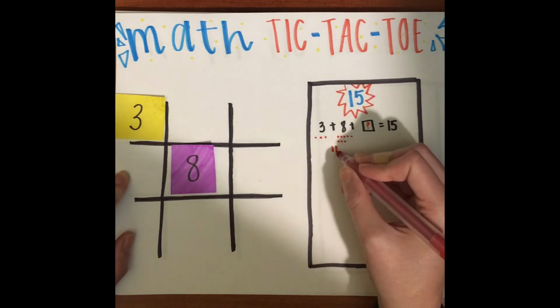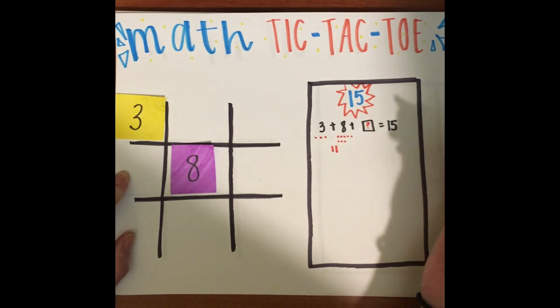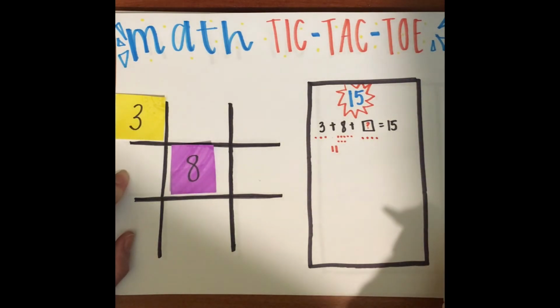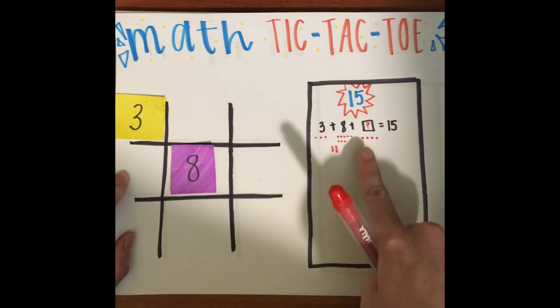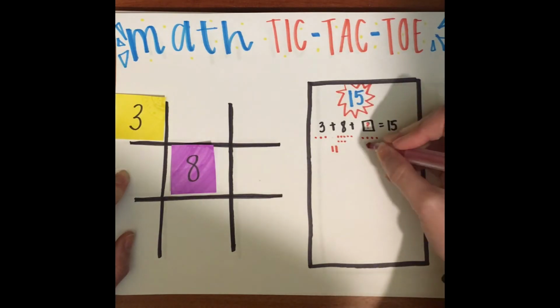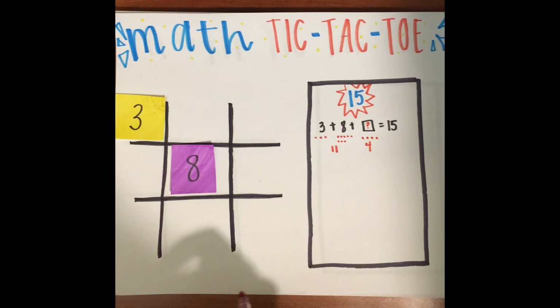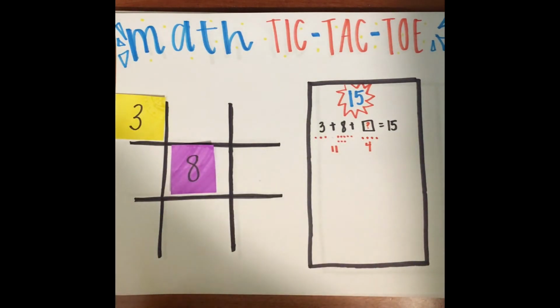So I'm going to go ahead and count on. I know I have 11. Let's see how many more dots I need to add to get to 15. 11, 12, 13, 14, 15. I know this is 3 dots. This is 8 dots. How many more dots did I add? 4. So I know my mystery number is 4, and to win the game of tic-tac-toe, I need to find my 4 number card. And now I won. Perfect.